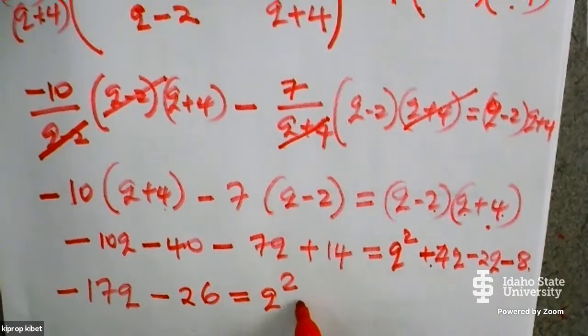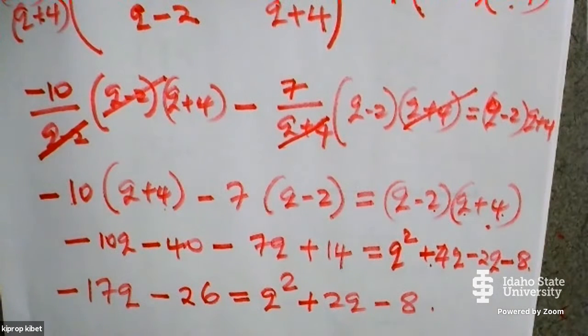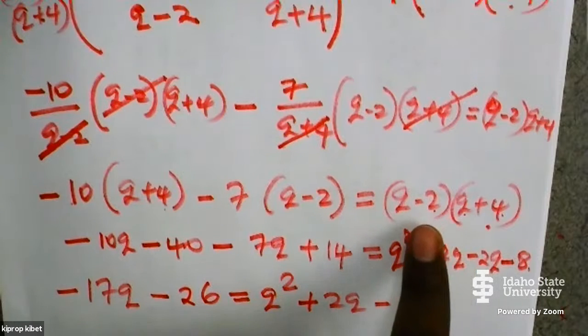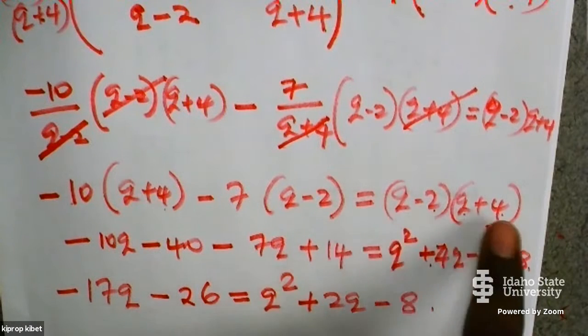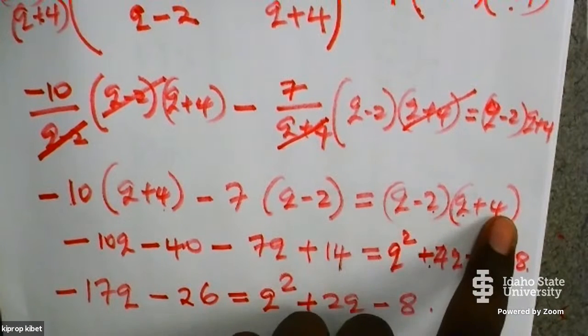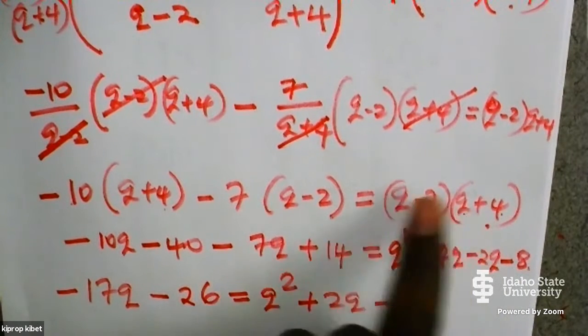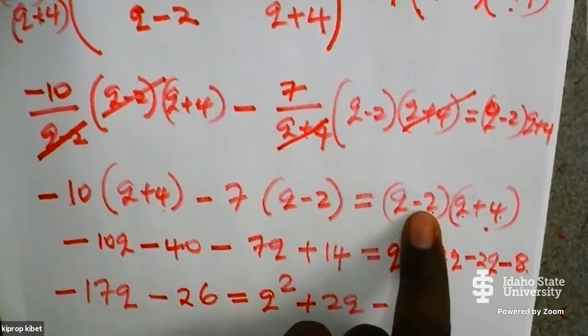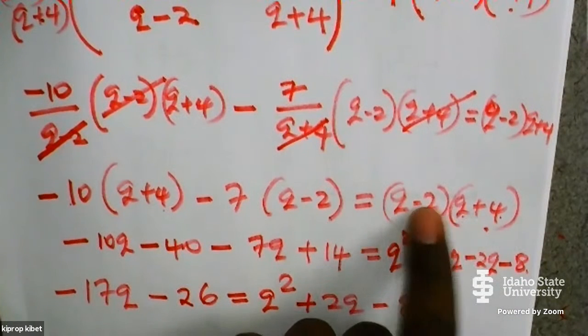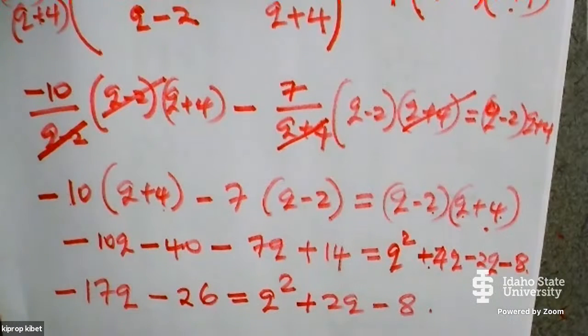4q minus 2q is plus 2q. Where did we get the 4q from here? So it is q times 4. So q times q, q times 4. Minus 2 times this, minus 2 times this.